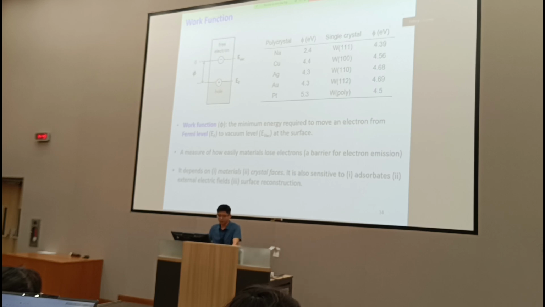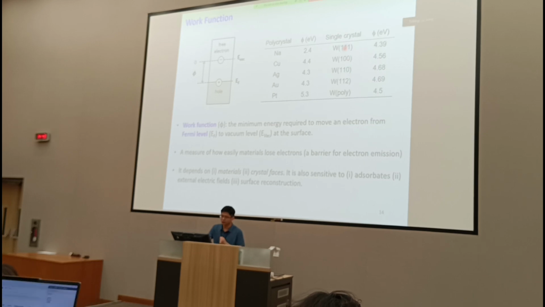Okay. So the work function measures how easily a material can lose electrons, the minimum energy required to move electrons from the Fermi level to the vacuum level. It depends on the material, the crystal facet, and is also modified by surface adsorbates. So the question here: when you change the crystal facet, you affect the work function. What's the reason?